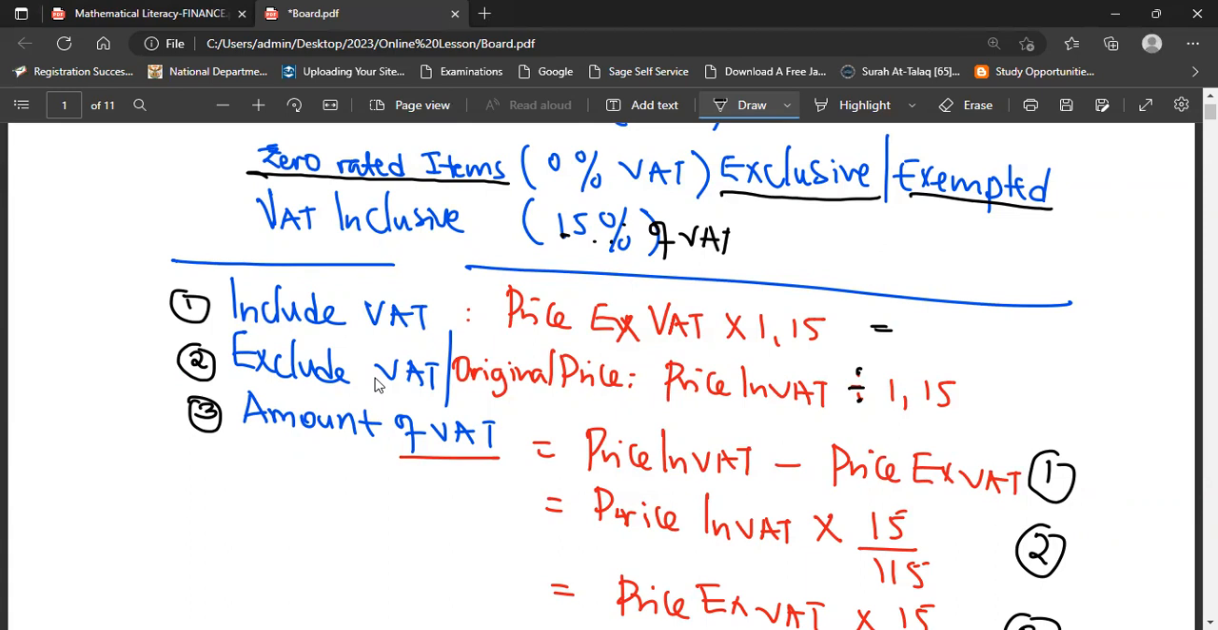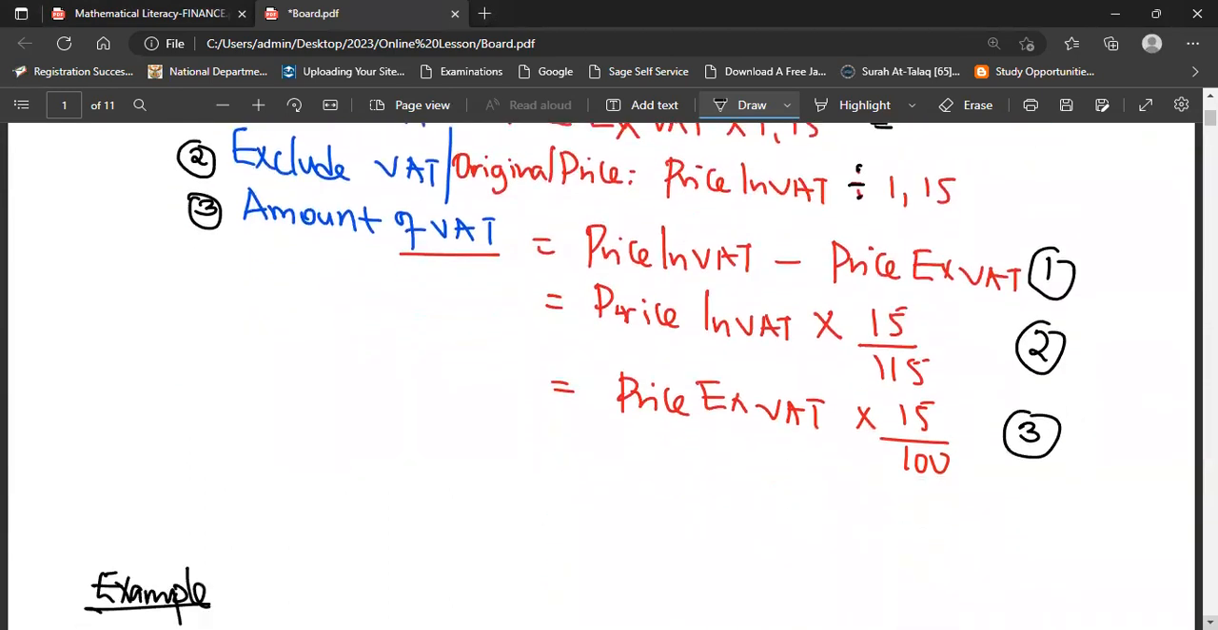Then the other thing you will be asked to do is to determine the amount of VAT. When you're looking for the amount of VAT, you take the price including VAT minus the price excluding VAT. Or price including VAT times 15 over 115, or price excluding VAT times 15%. All these answers will give the VAT amount.